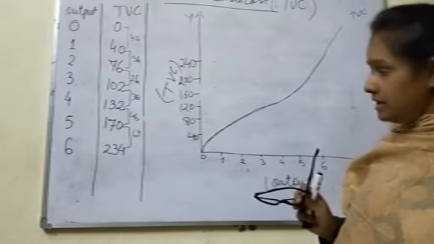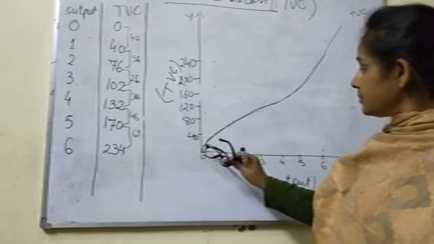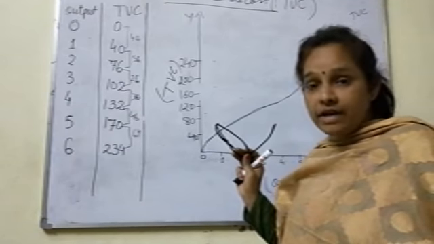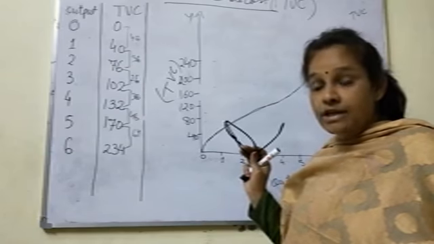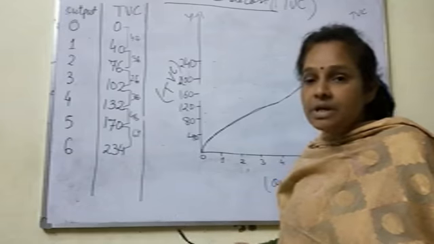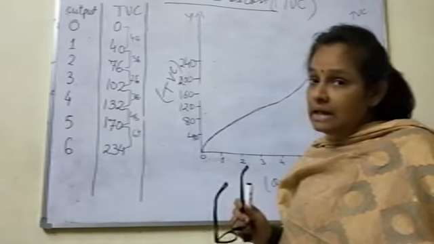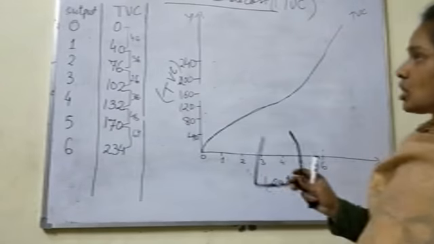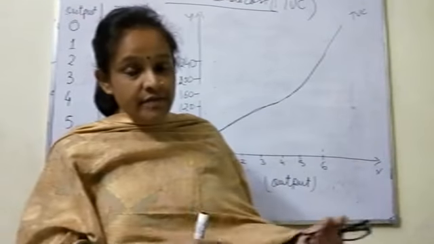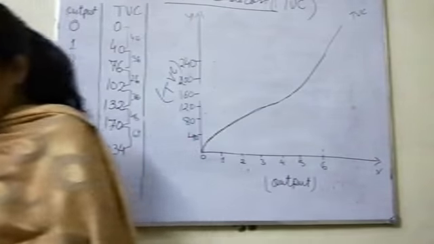But initially the TVC curve is concave in shape. TVC curve is concave in shape because it is increasing in decreasing rate, but later TVC curve is convex in shape because it is increasing in increasing rate. Full stop. So this is all about your TVC curve. Okay. Now we have to do the addition of TFC and TVC both, that is called total cost. Okay. So we'll complete total cost also, children.